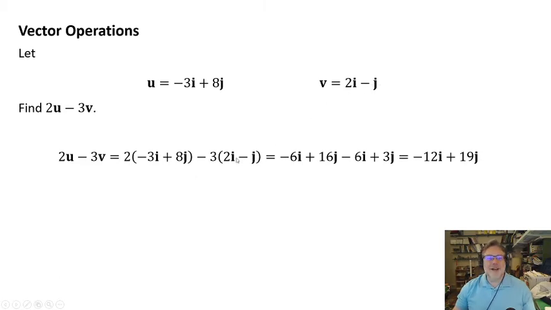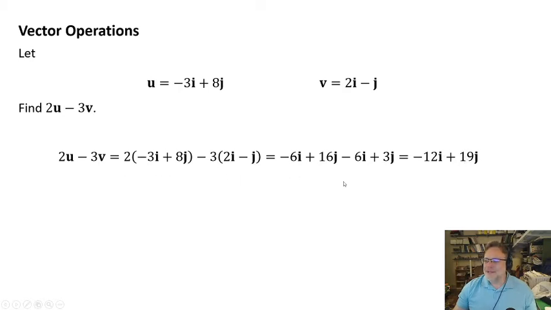All right, so then it's just algebra here. Remember, I can distribute this scalar to both of these terms. So this becomes negative 6i plus 16j. And this becomes minus 3 times 2i, that's negative 6i, and this becomes positive 3j right here. And then we have some things that we can add together here. Negative 6i minus 6i, that's minus 12i. 16j plus 3j, that's 19j.